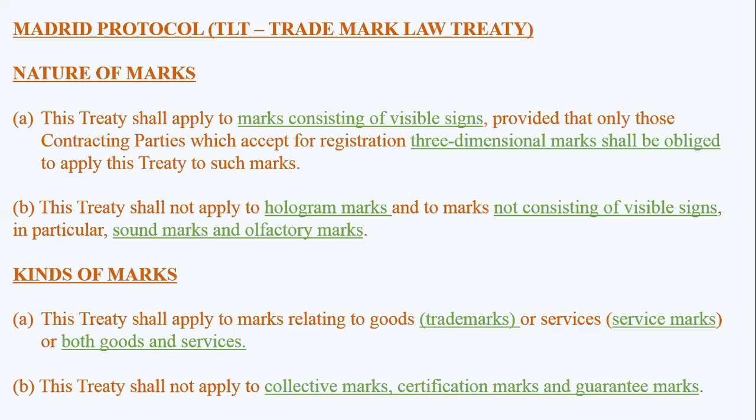In some of our last lectures, where we went through trademarks, we discussed collective marks and certification marks. Certification marks are ISI marks, which we went through with examples also. Then guarantee marks are also there, and collective marks are also there. So just go through our last trademark lecture and you will come to know what collective marks and certification marks are. This type of mark cannot be protected through the Madrid Protocol or trademark law treaty.